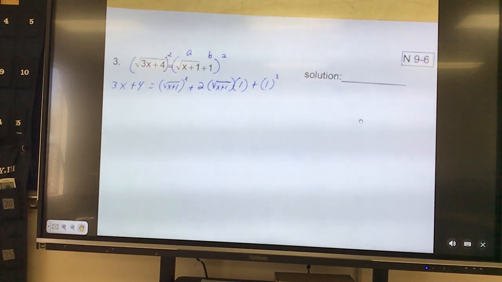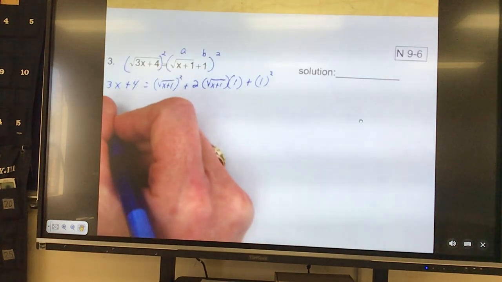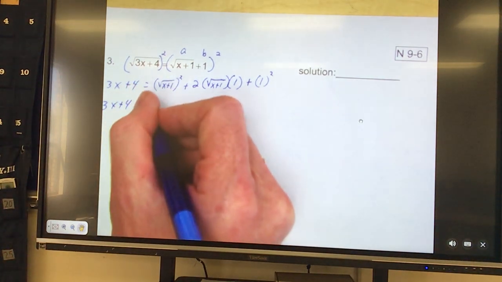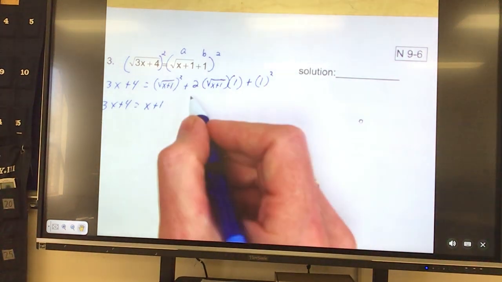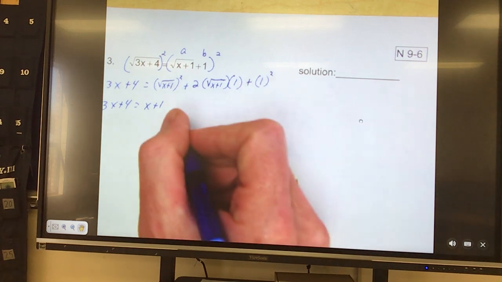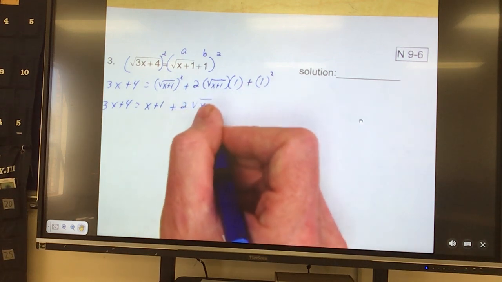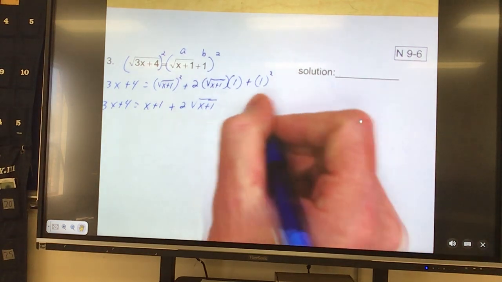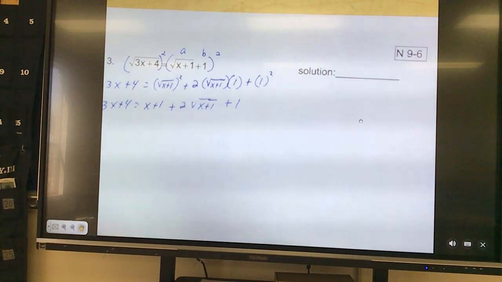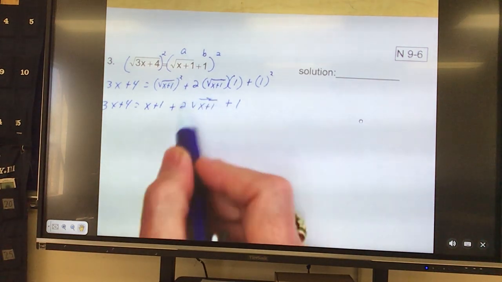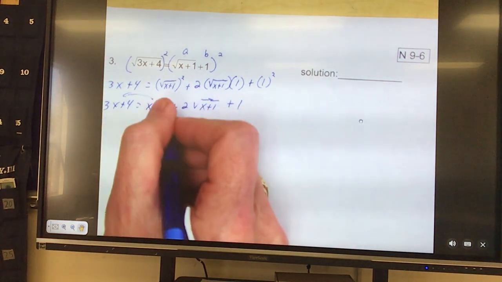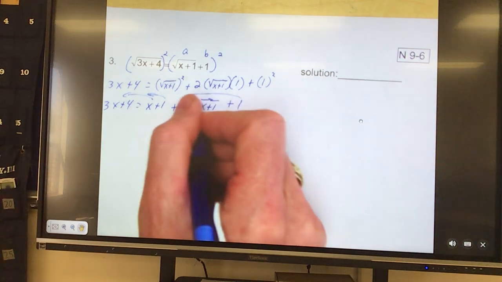Okay, now we're ready to clean it up. We've got 3x plus 4 equals, when I square a square root, it just drops it, x plus 1. And then 2 times square root of x plus 1 times 1, so that's 2 times 1 is 2, square root x plus 1. And then plus 1 squared is 1. Okay, again, we want the radical, the square root, by itself, so we're going to leave this over here, move everything else to the other side. So I'm moving everything else across.